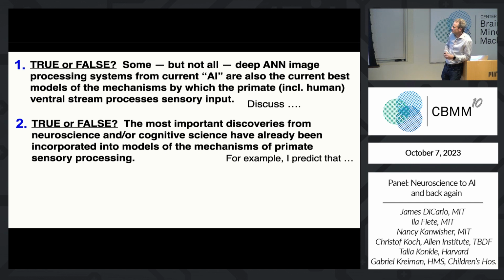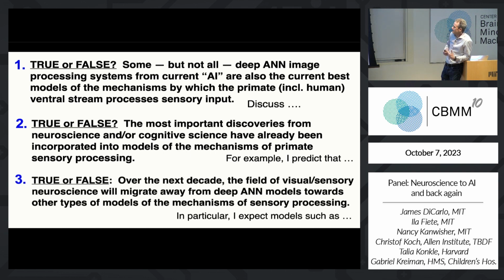Second, have the most important discoveries from neuroscience and cognitive science already been incorporated into these models, or do other things need to be incorporated? And if so, what kind of things need to be incorporated? And if so, what would that change in terms of our understanding? Of course, that's speculative, but I'm asking people to predict, if they want to say that, what they're proposing there.